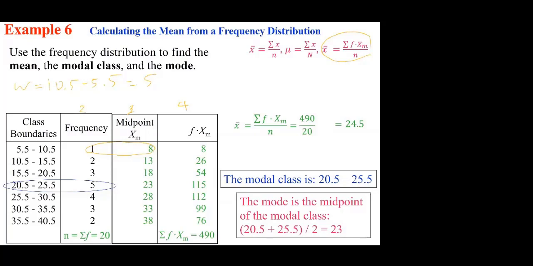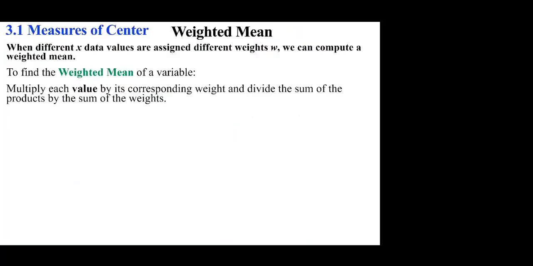I want to look at a very important topic, especially for students, because your GPA is calculated in this manner. So we are going to look at the weighted mean, or you can call it weighted average. Find the weighted mean of a variable: multiply each value by its corresponding weight and divide the sum of the products by the sum of the weights. So here's the formula. I want to make sure everybody understands why we do that.